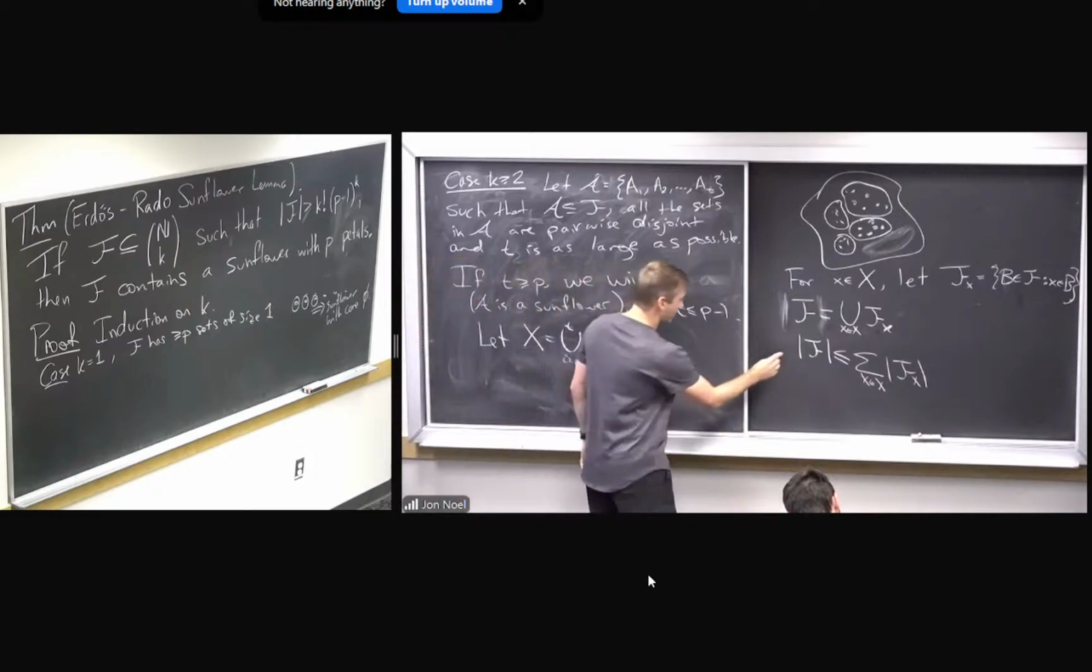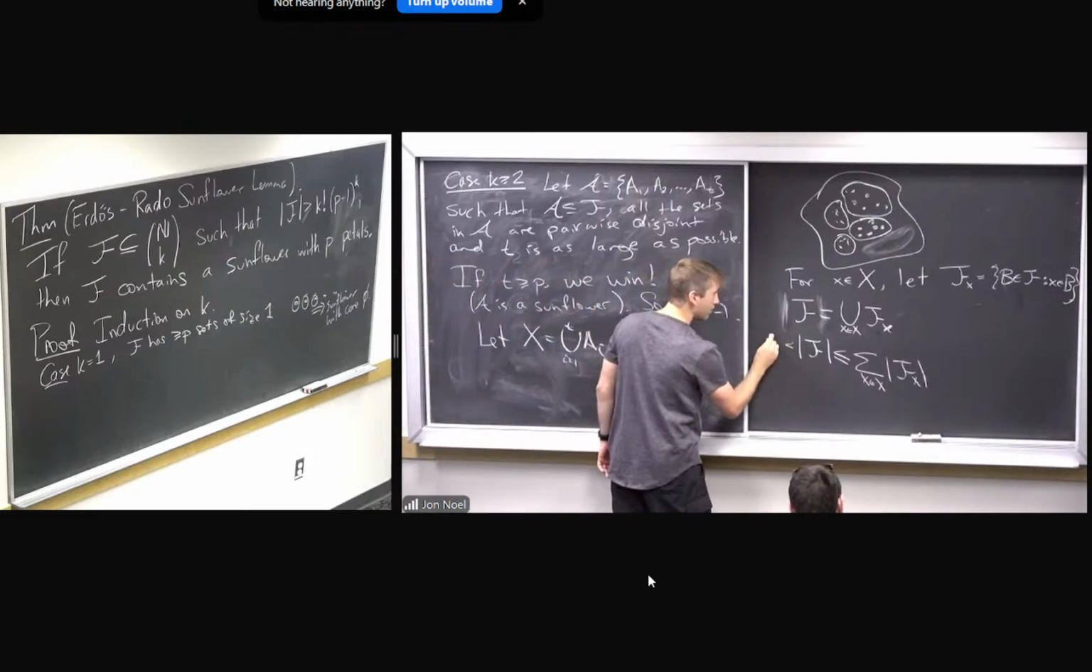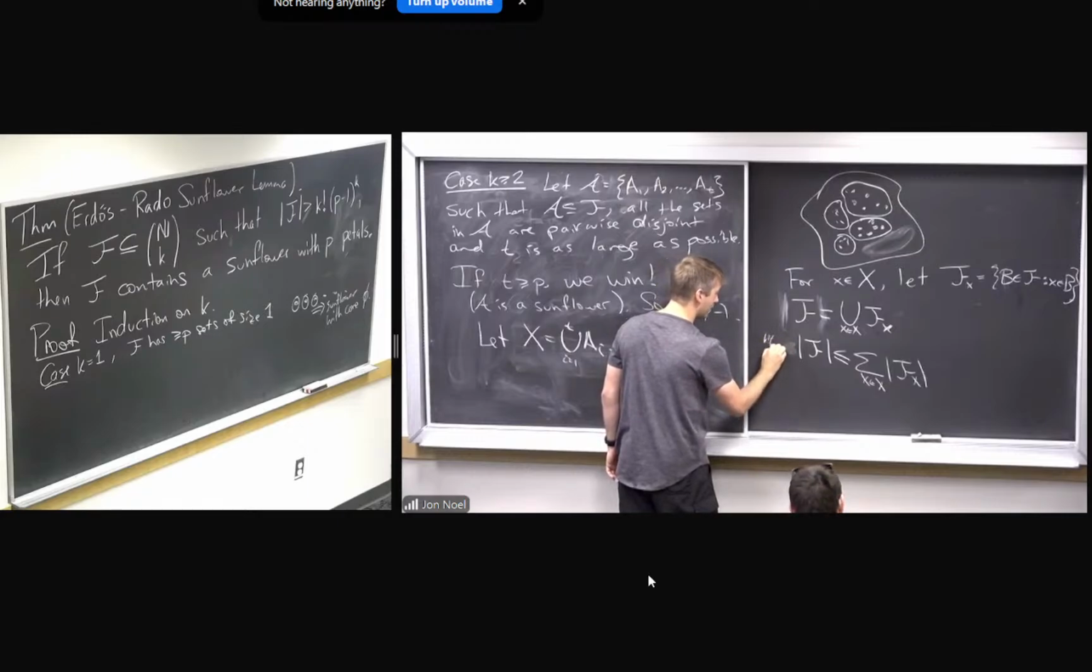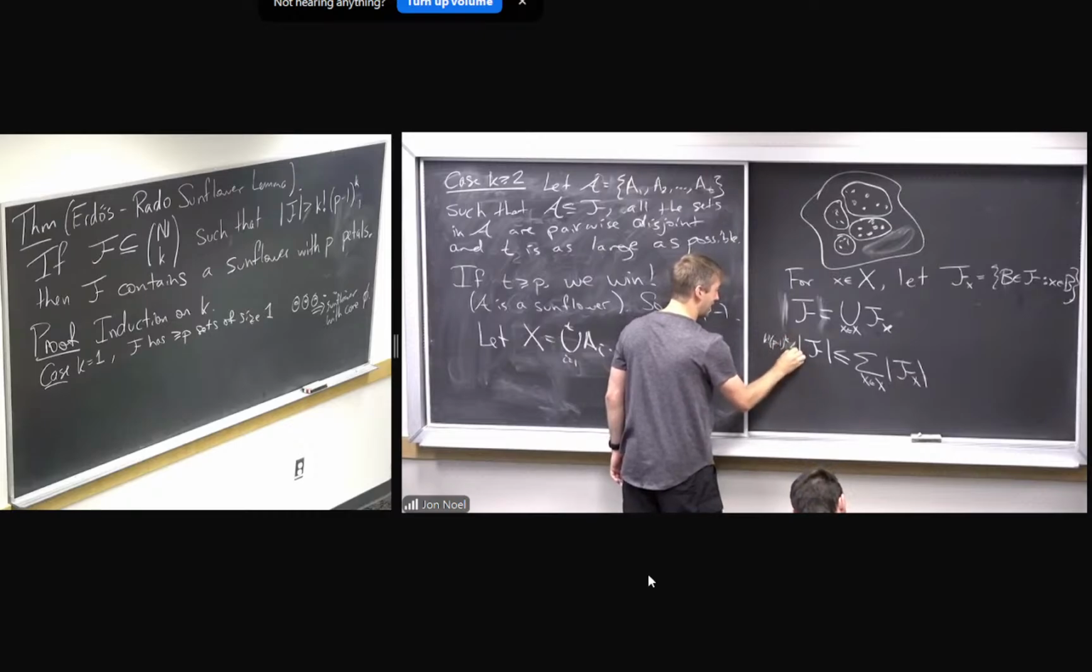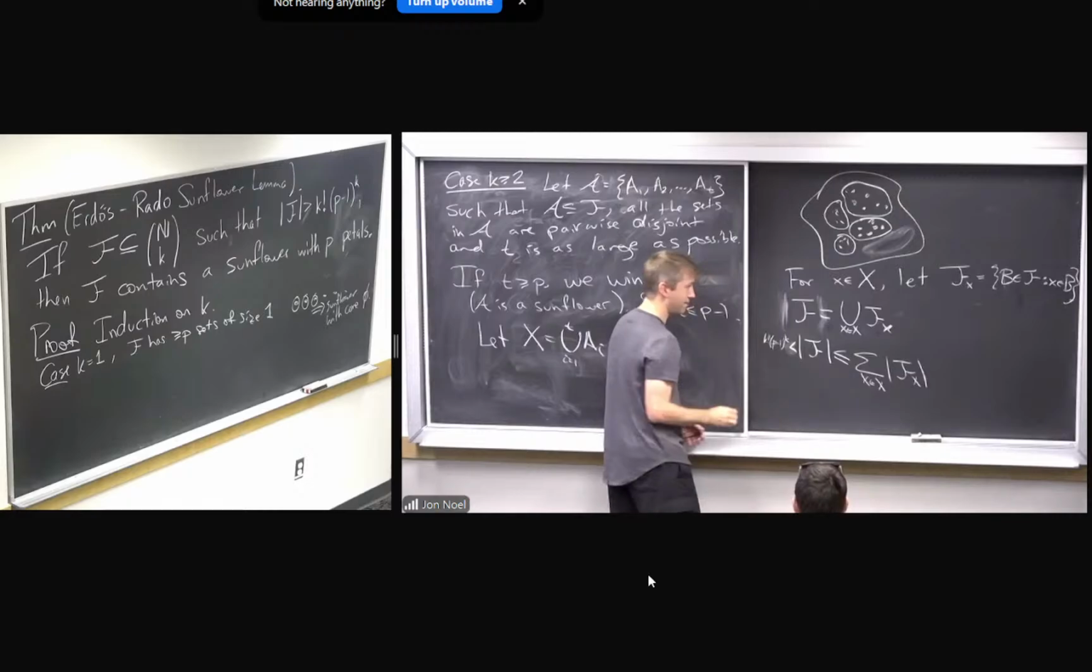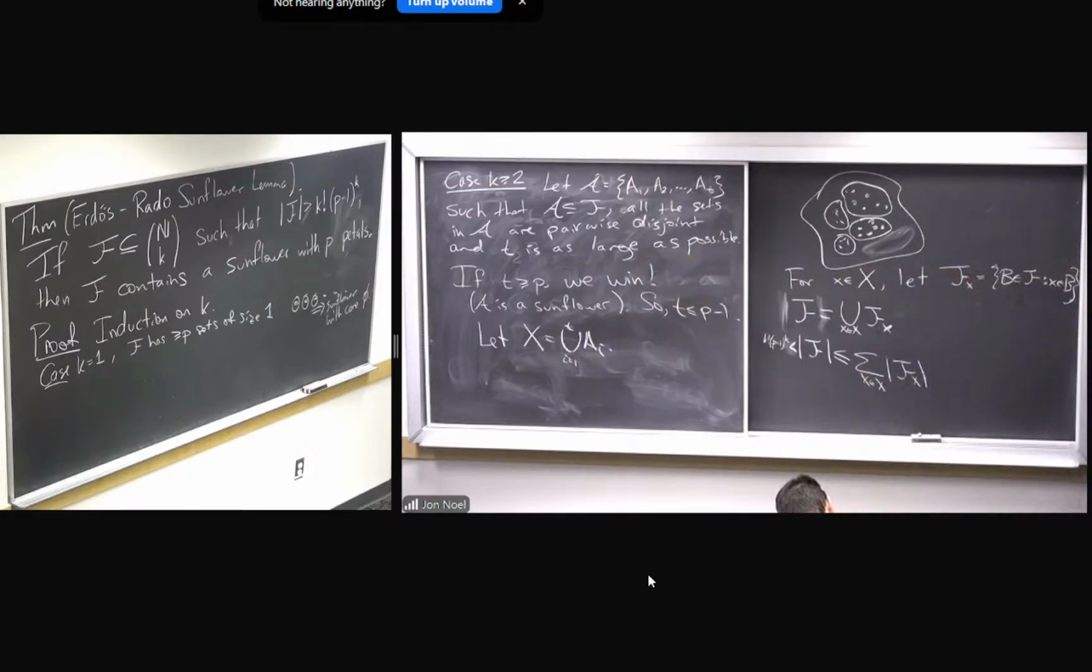But remember, we had some bound on F from the beginning, right? I apologize, this is a little bit tiny here. But the size of F is strictly greater than k factorial times p minus 1 to the k, right?